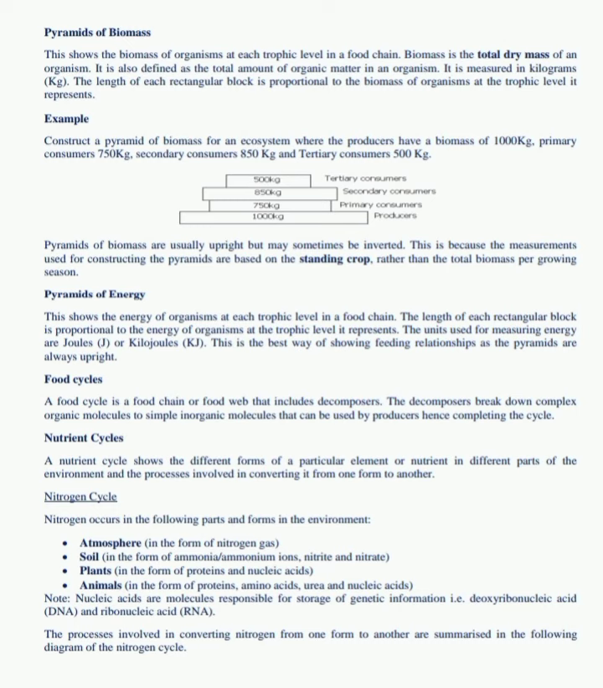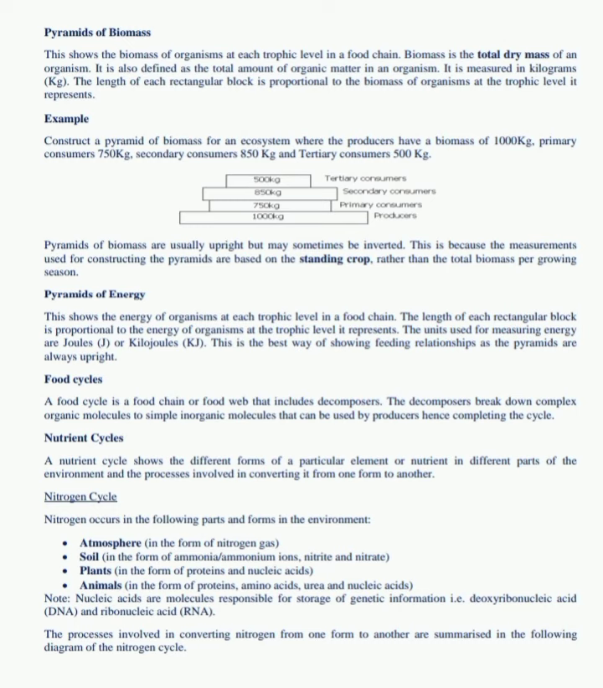The last one is the pyramid of energy. The pyramid of energy just shows us the energy of organisms at each trophic level in a food chain. Just like any other pyramid, the length of each rectangular block is proportional to the energy of organisms at the trophic level. The units for measuring energy are joules and kilojoules, right? Kilojoules is just 1000 joules. This is the best way of showing feeding relationships, as these pyramids are always upright. What it means is that the producers will have quite a lot of energy, because remember they are taking it from the sun.